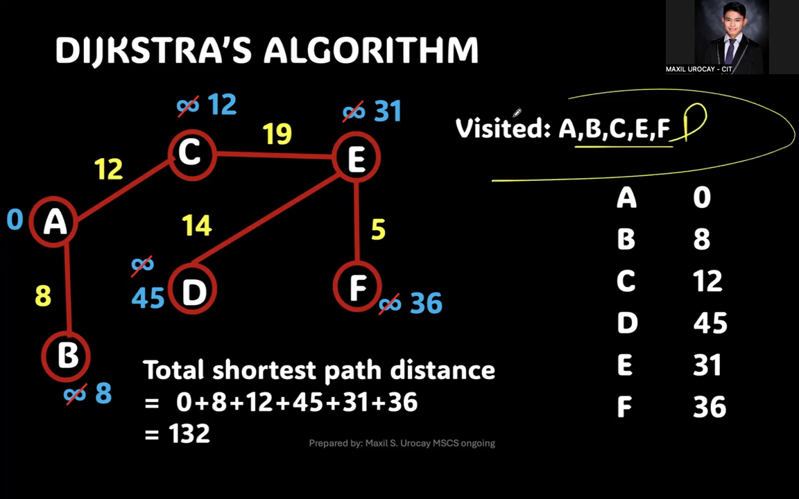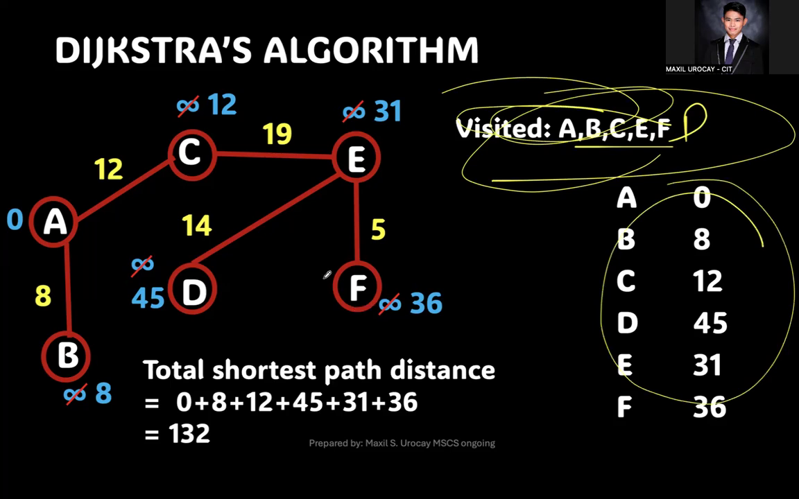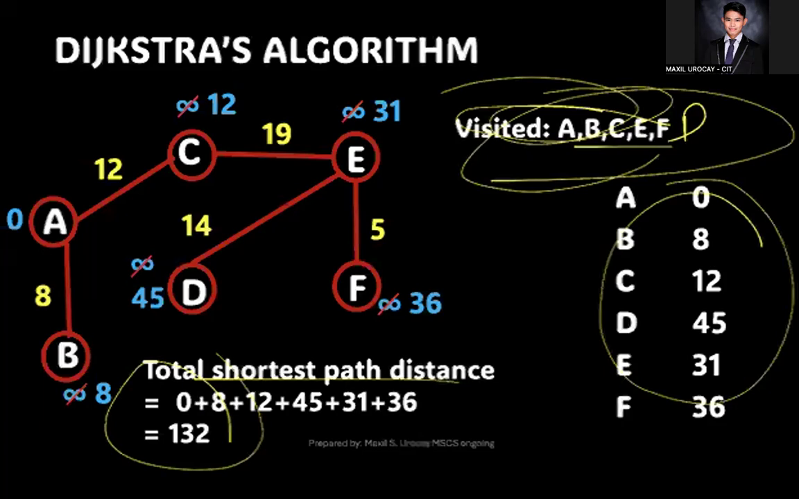It won't matter here. It's okay if you weren't able to update that one, as long as you updated your table in each step. So you will calculate the total shortest path distance from 0 plus 8 plus 12 plus 45 plus 31 plus 36, and the result for Dijkstra's algorithm in that undirected graph will be 132. So that's how it really works.